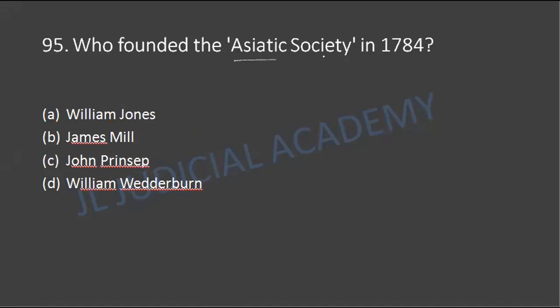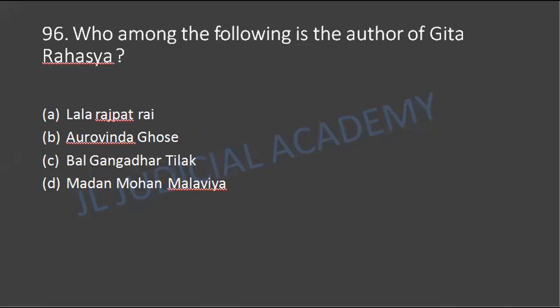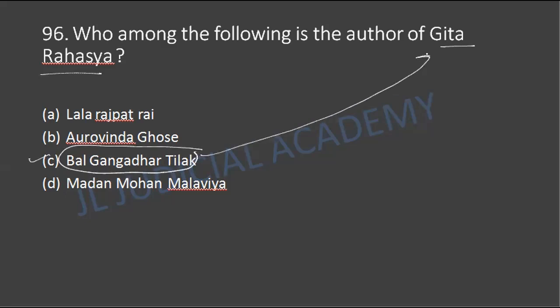Next, who founded the Asiatic Society in 1784? 1784 में Asiatic Society किसने found करी थी? The answer is A, William Jones. William Jones founded the Asiatic Society in 1784. Next, who among the following is the author of Gita Rahasya? The answer is C, Bal Gangadhar Tilak. Bal Gangadhar Tilak is the author of Gita Rahasya.